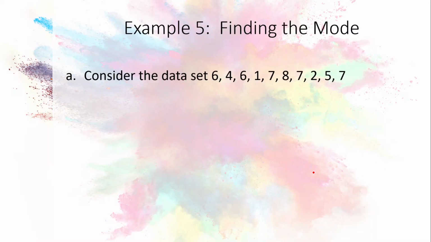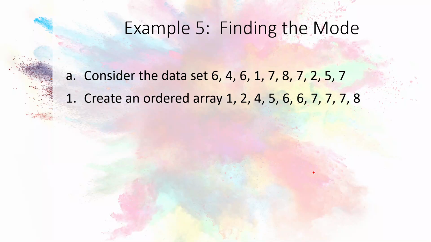Okay, first example. Consider the data set 6, 4, 6, 1, 7, 8, 7, 7, 2, 5, 7. We want to find the mode. Now, you can actually do it looking at the data set as it is. I think it would be easier for you if you sorted it. So the first thing I really think you should do is sort the data set. If you do, it's pretty clear what the mode is.